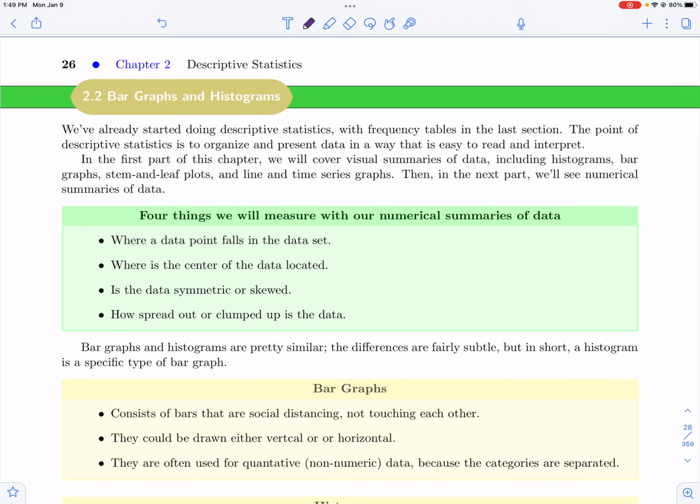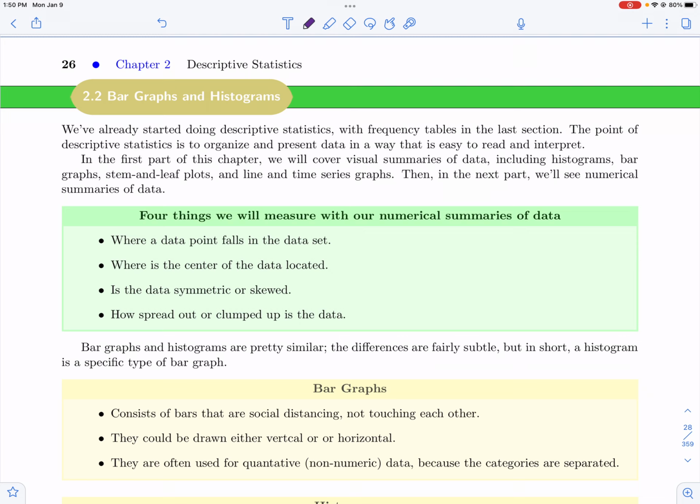So for our next section in Chapter 2, we're going to be looking at bar graphs and histograms as another way to describe what the data actually looks like. Last section we worked with our frequency tables and frequency distributions, and we saw how numerically we could see what our data looks like. Now what we want to do is more or less take our frequency distribution and graph it.